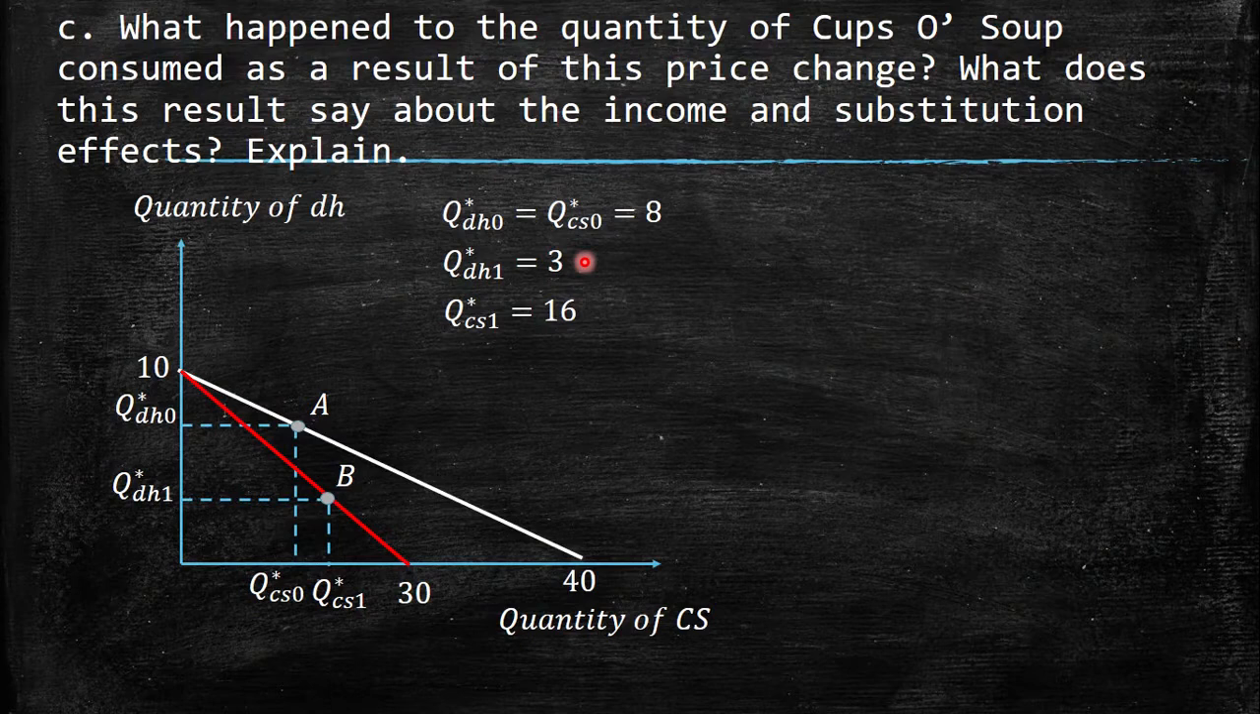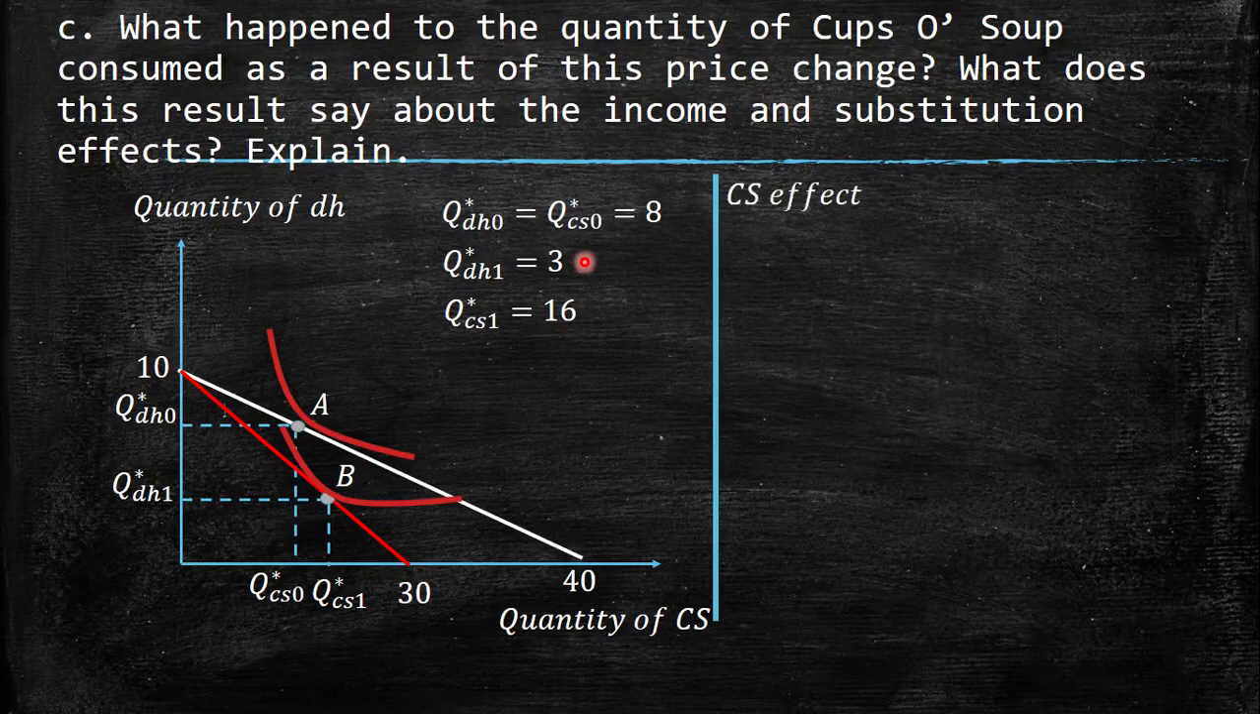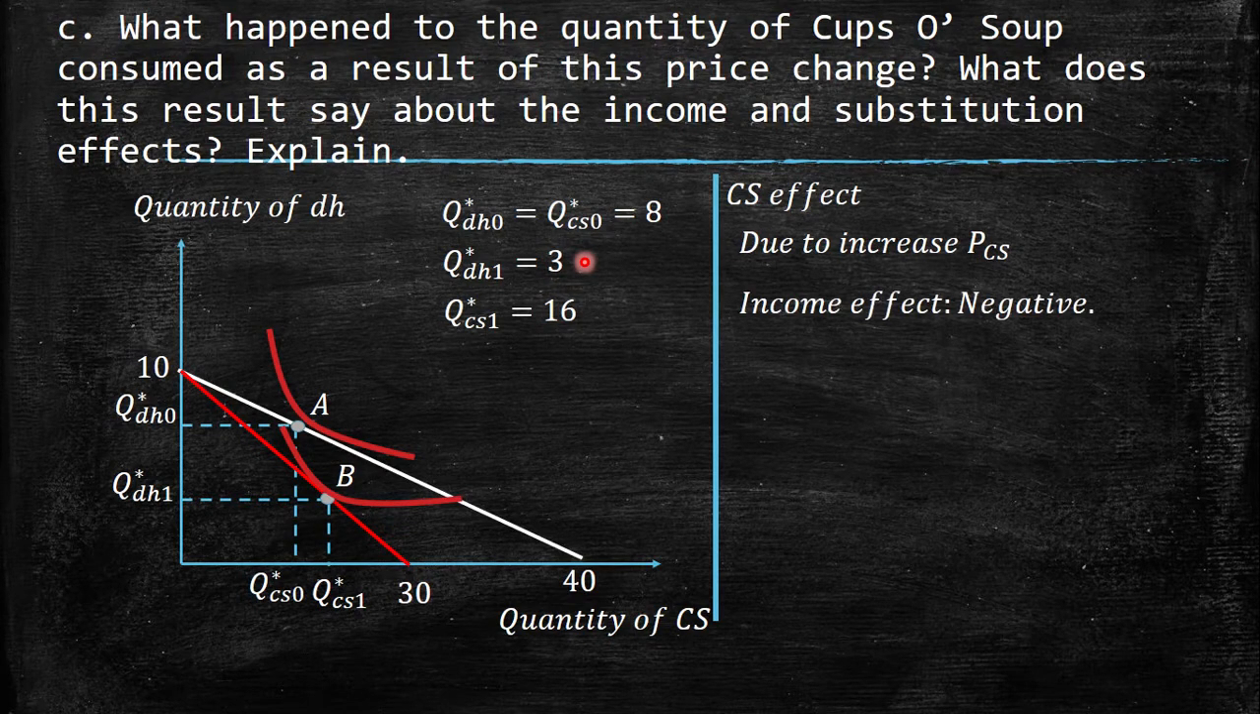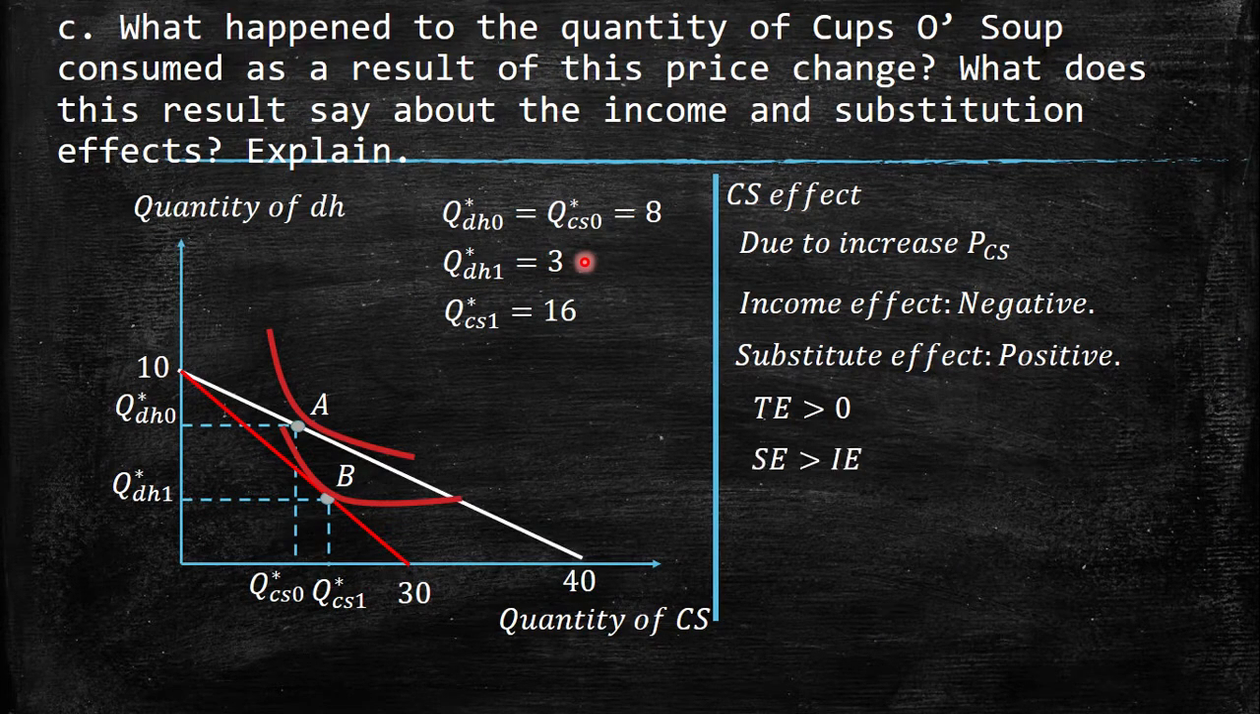However, for the soups, the total effect is positive because you increase the consumption. So this was the first indifference curve, and this should be the second one, right? Then I'm going to split that effect for each good. First, I want to talk about the soups effect. Due to the increase of the price, naturally it was an income effect, a negative part. But it was a substitution effect, which was positive. So at the end of the day, we can infer that for the soup the total effect was positive. So this one was higher than the income effect. For this reason, the total effect is positive.